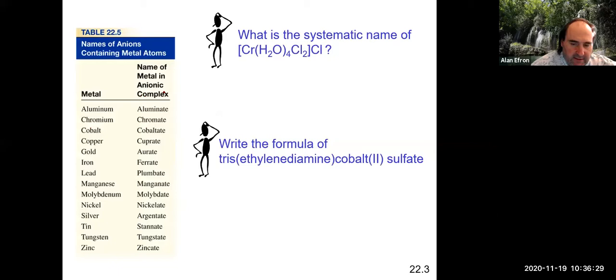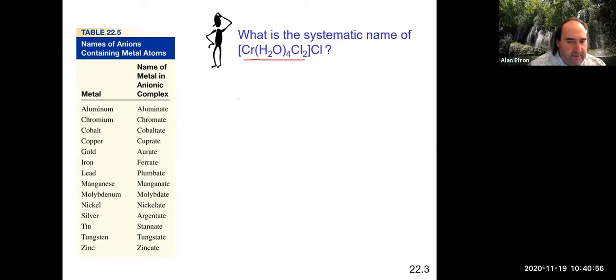These two, see what you come up with. So first one first here in the formula. So that implies that this guy is positive. Our counter ion is coming second, so it is negative. So that means we can use just a regular name for our metal.